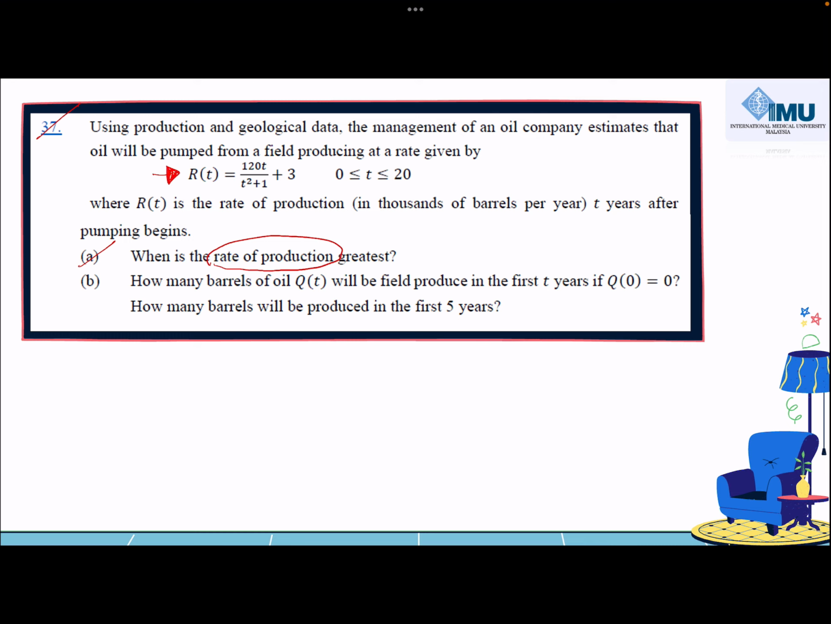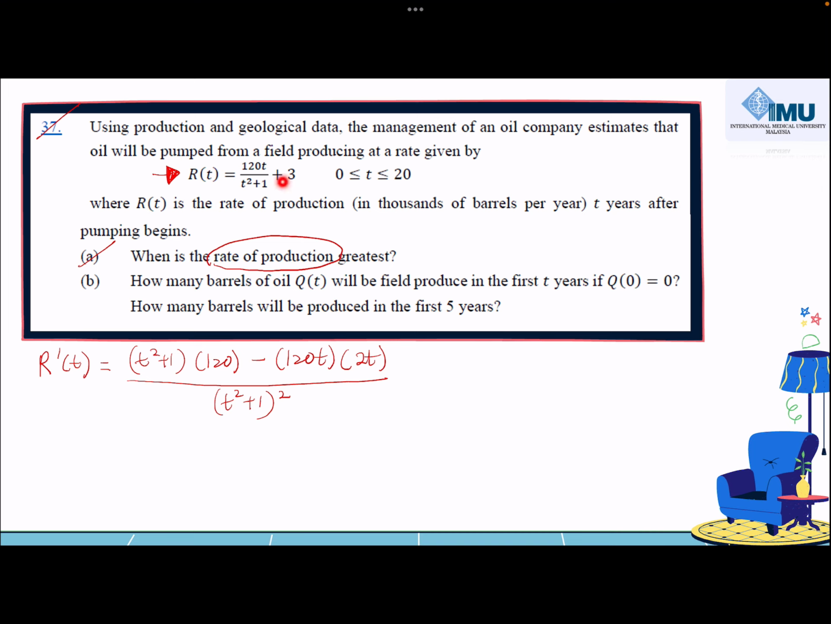So when you want the maximum value of R(t), you use a differentiation technique where you find the stationary point. How to find the stationary point is basically you differentiate your R. Since the first term of R is a fraction, how to differentiate a fractional function? You use the quotient rule, correct? So let's do the quotient rule differentiation: (v u' minus u v') divided by v squared.